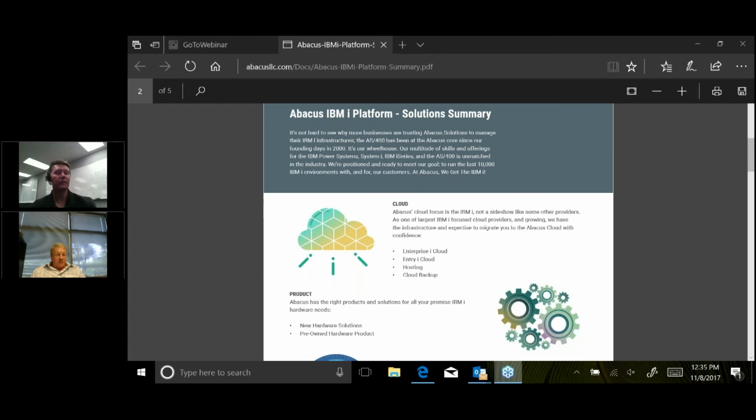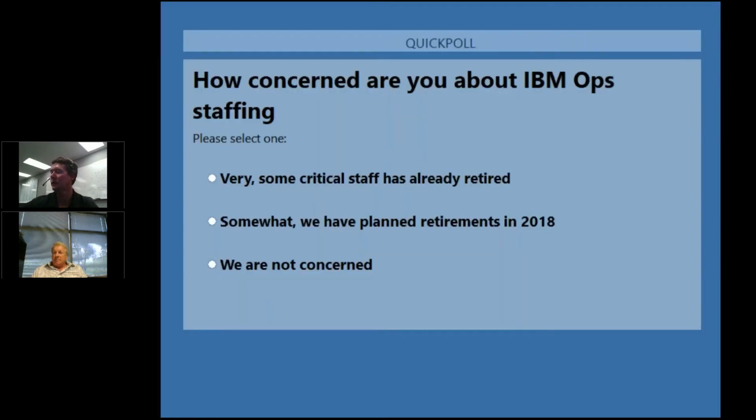That kind of does it for our audience applied questions. Some really insightful ones there. We do have one remaining poll question. We'll see if, John, we can get to that last question. Here we go. Our last poll question would be: how concerned are you about IBM i operation staffing? Either first, I'm very concerned that some critical staff have already retired, or I'm somewhat concerned because we do have planned retirements within the next 12 months or so, or lastly, we're not concerned. So if our audience could check in for this last question, that'd be great.